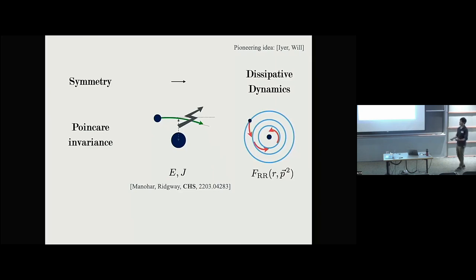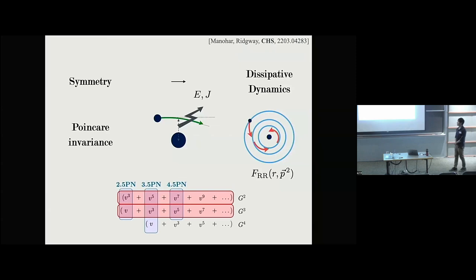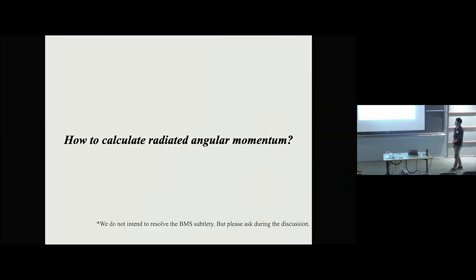Energy is straightforward. It's just the cross-section weighted by energy. However, angular momentum, on the other hand, is not so trivial. And at order G cubed, we have the radiated energy, but the angular momentum remains unknown at this order. So that will be the goal for the rest of the talk. But let me first go over how to calculate radiated angular momentum.